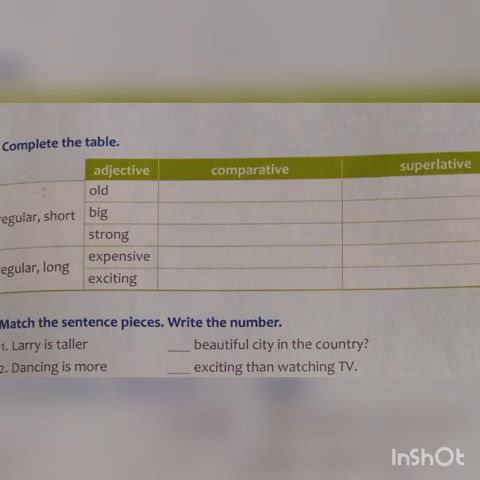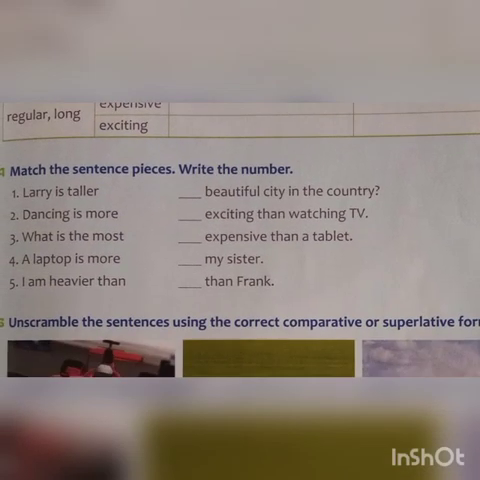What about superlative? Expensive. We have to add the word most expensive. Most expensive. But before we have to add the word the: the most expensive. The same happens with exciting. Then we have number 4, next exercise 4. Look at your books. And we have match the sentence pieces, write a number. According to the context, we have to complete the sentence. I'm going to do 2 sentences. Then you have to complete.